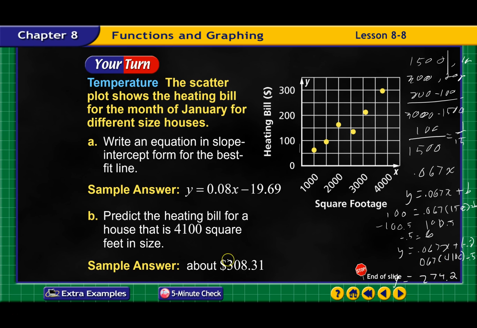So if you're within that many dollars and your equation's fairly close, we'll call it close enough and won't mark you off for it.